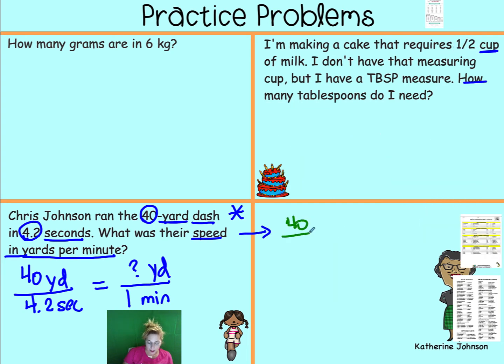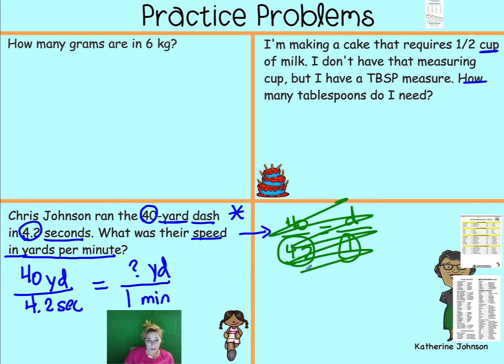So I got 40 over 4 2/10 because that's yards versus seconds. And then I don't know how many yards, so I'll put D for distance. And I know that's 1 minute. What's wrong with this? Well, the problem is this and this are 2 different units. So this is not the proportion we're going to solve, guys. So first thing we need to do is change minutes to seconds. Well, how the heck do you do that? Well, you got to know how many seconds are in a minute. So let's go ahead and do that.